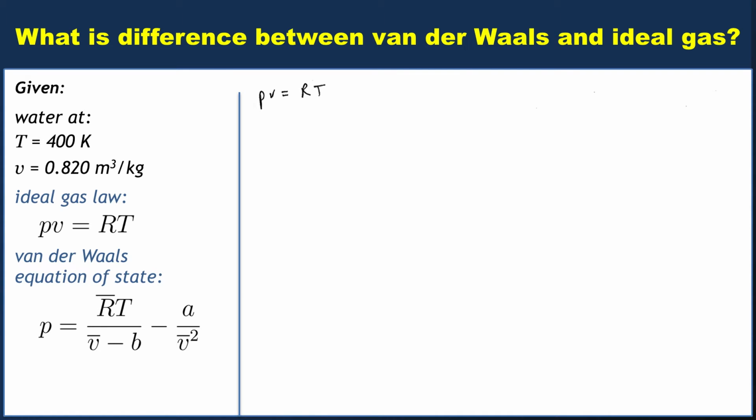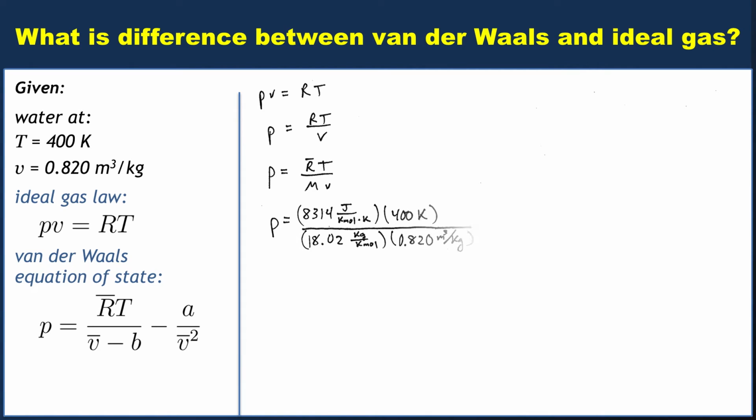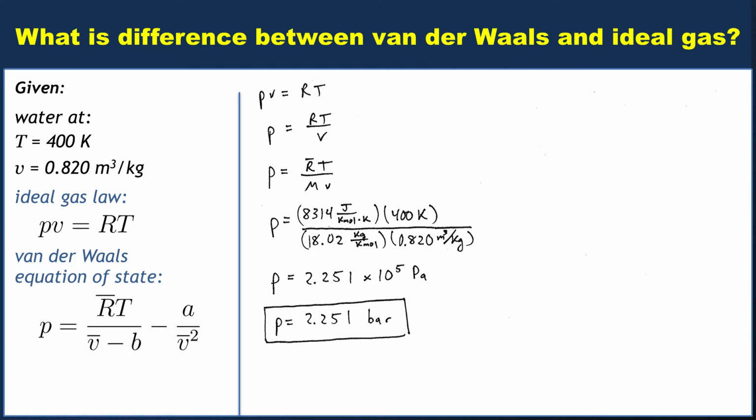So P little v equals RT. We can rearrange that to solve for pressure. You can always rewrite R as R bar over M. And now we can just plug in values. R bar is 8314 joules per kilomole Kelvin. The temperature was 400 Kelvin. Big M for water is 18.02 kilograms per kilomole, that's the molecular weight. And then little v is 0.820 cubic meters per kilogram. Multiply all that together, you get that P is 2.251 times 10 to the 5th pascals. Or if you want to work in bar, it's 2.251 bar.